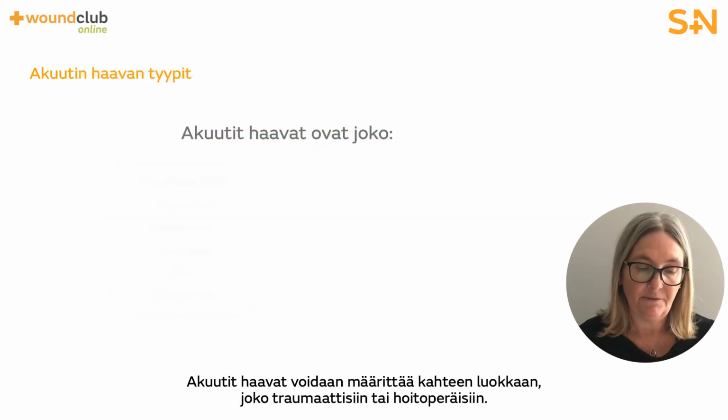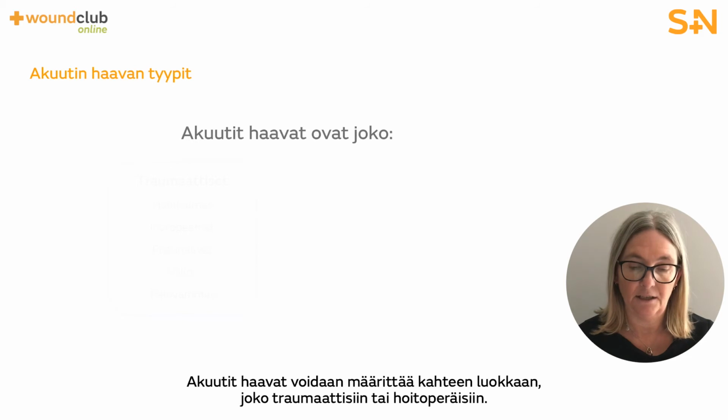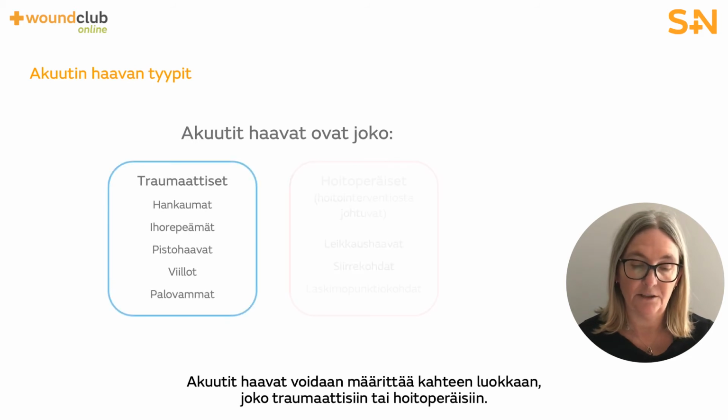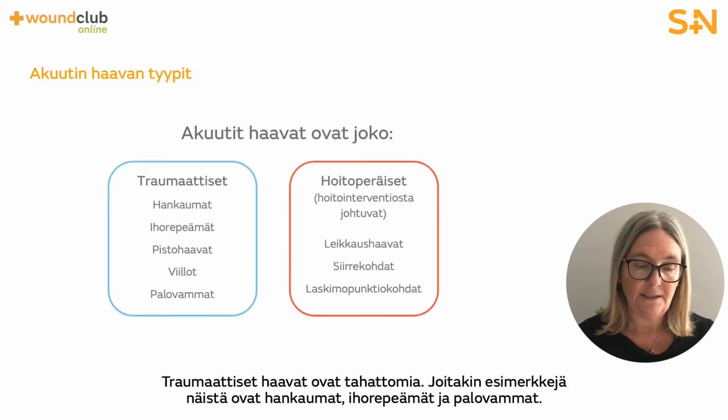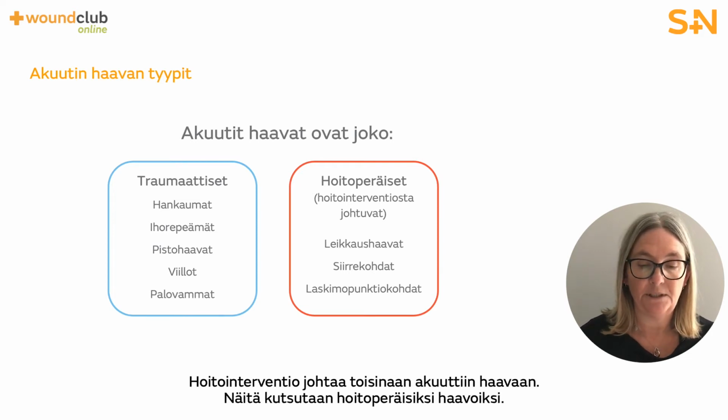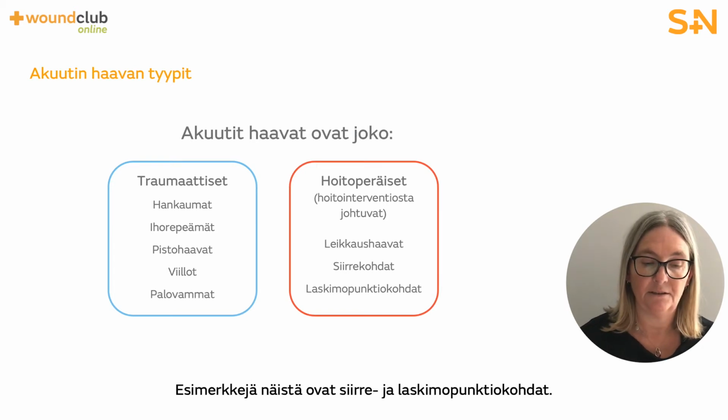Acute wounds can be defined in two categories, either traumatic or iatrogenic. Traumatic are unintentional wounds, with some examples being abrasions, skin tears, and burns. Medical intervention will sometimes result in acute wounds, and these are known as iatrogenic wounds. Examples of these are skin grafts, IV puncture sites.